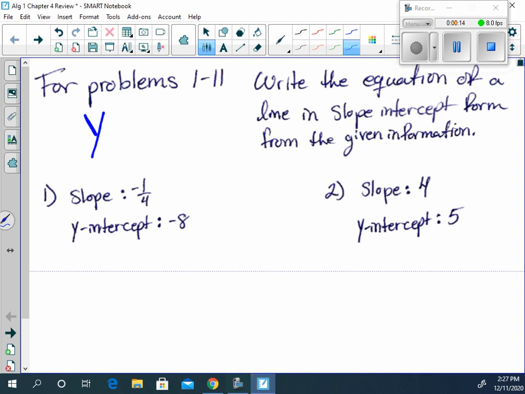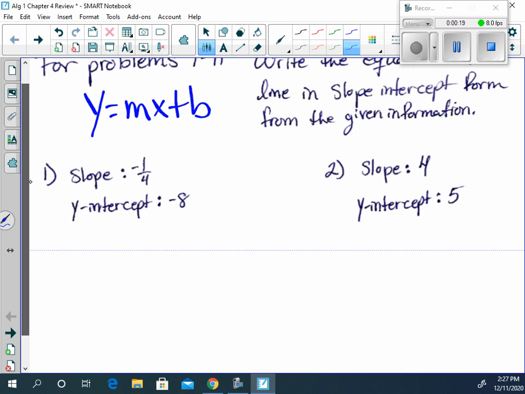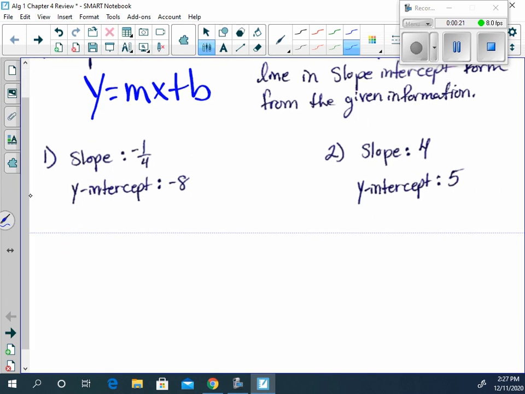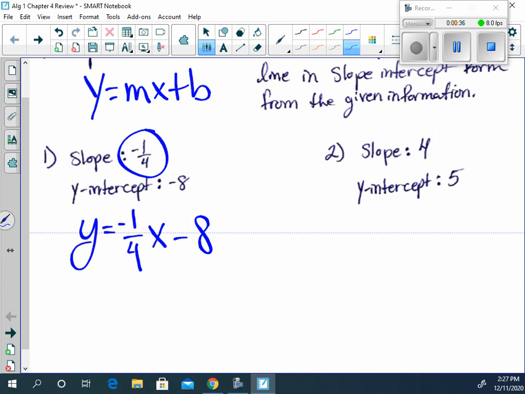Slope-intercept form is y equals mx plus b, where m is the slope and b is the y-intercept. So our first one here, it told us the slope is negative 1/4, so I plug it in for m. So we have negative 1/4 x plus negative 8, and that's it.